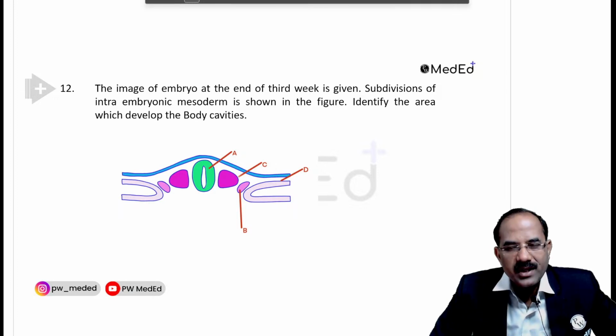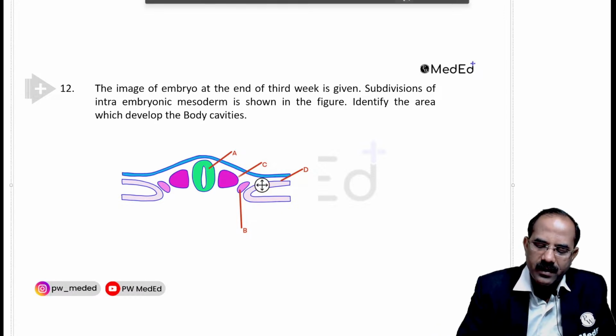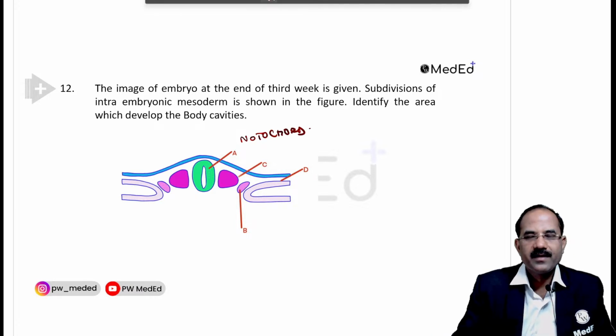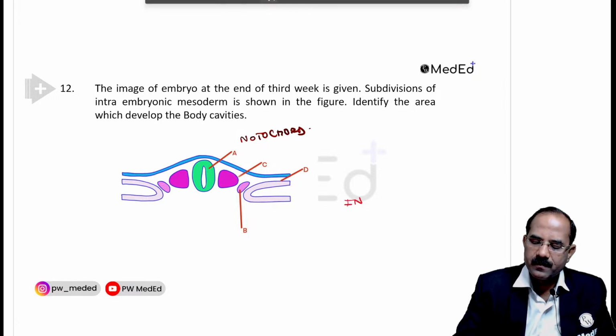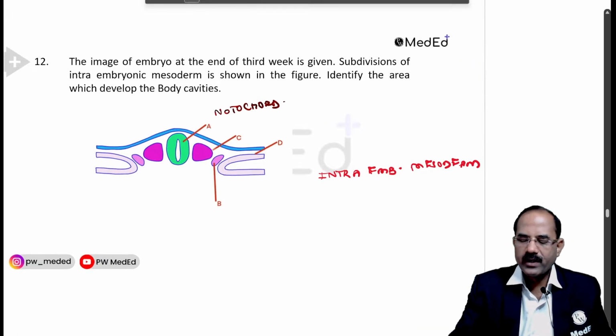So this is the intraembryonic mesoderm. And this intraembryonic mesoderm, what is this in A? That's the notochord. A is notochord. Intraembryonic mesoderm divides into three parts.